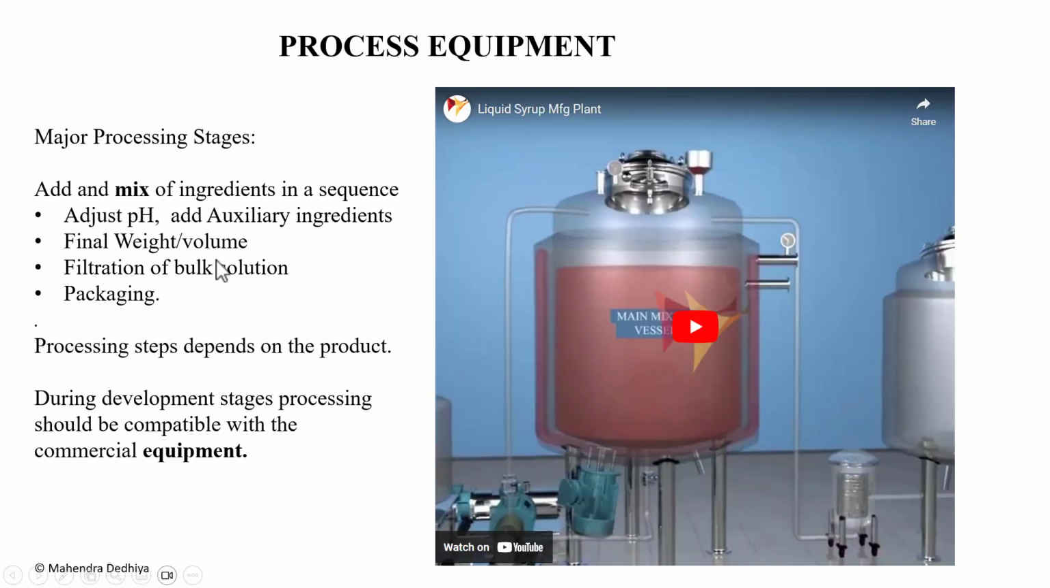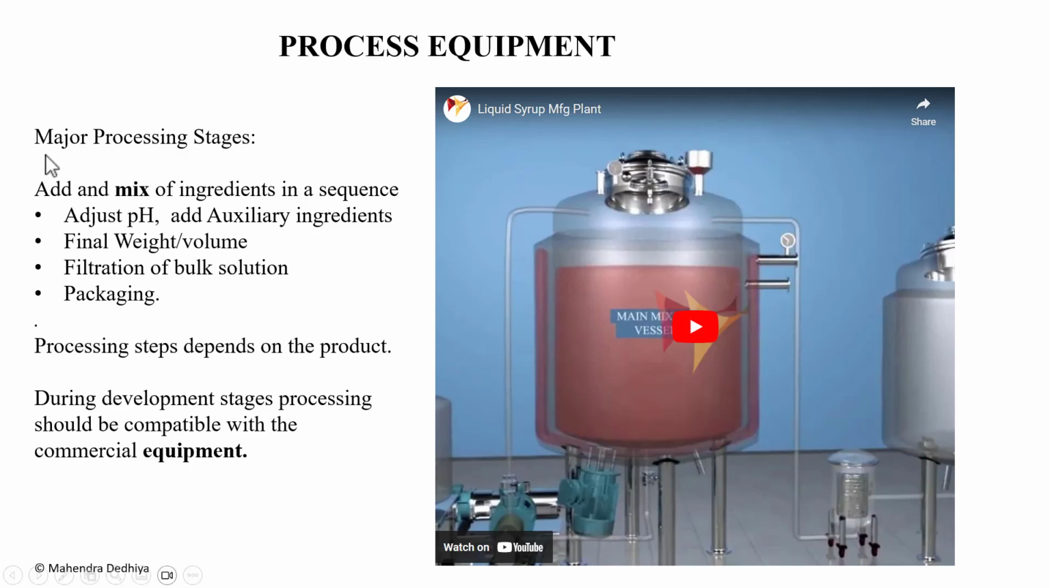So first, look at processing equipment. It is critical for a scientist to understand what the manufacturing commercial level process would be, and based on that, develop small-scale laboratory batches. If we don't understand what manufacturing requirements are, we will develop a product at a lab scale which will be difficult to transfer. It will require more studies.